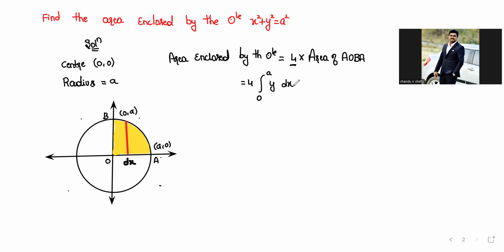Now you can observe we have the equation x square plus y square equal to a square. So we convert this equation to get the y value. y square is equal to a square minus x square, and again y equal to square root of a square minus x square. Now in the place of y we take this: 4 into integral, lower limit 0 to a, square root of a square minus x square into dx.